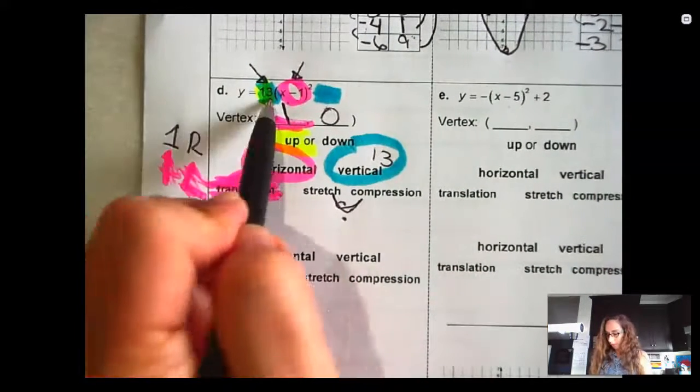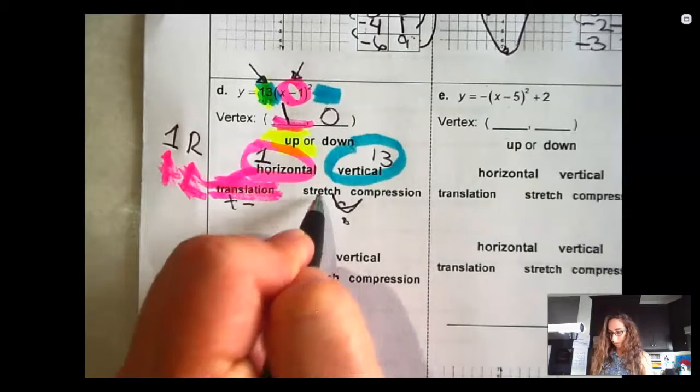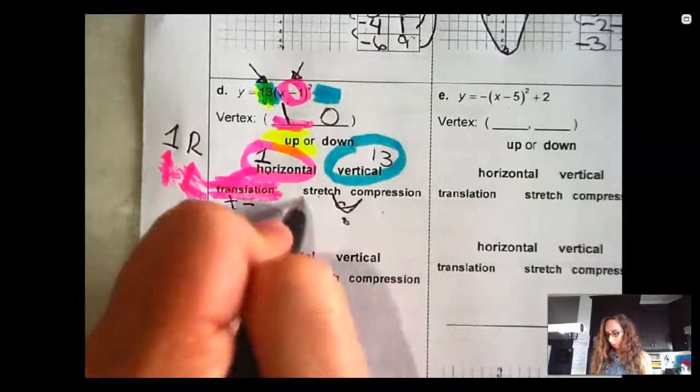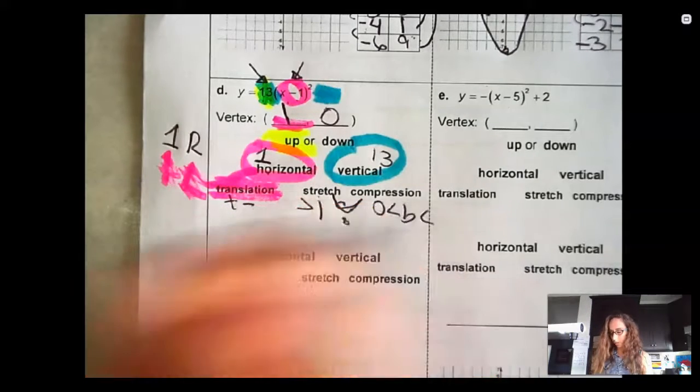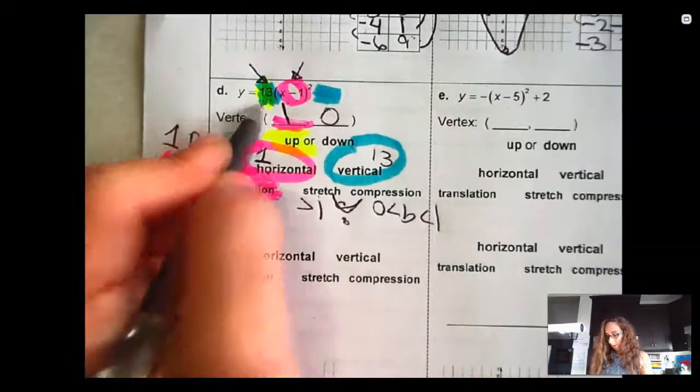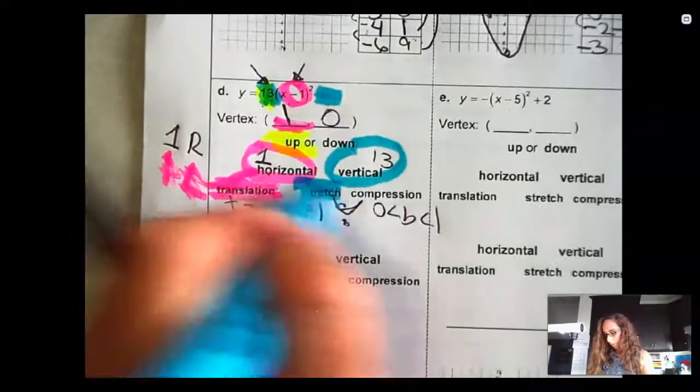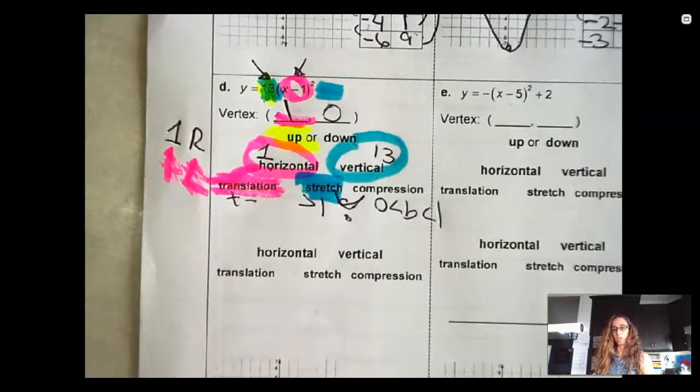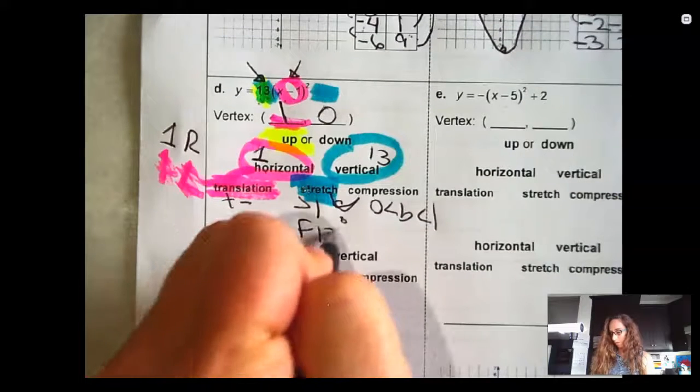Let's look at the 13. The 13 is being multiplied. So is it a stretch or a compression? Remember, stretch is greater than 1. Compression is between 0 and 1. 13 is way bigger than 1. So that means it's a vertical stretch by a factor of 13.